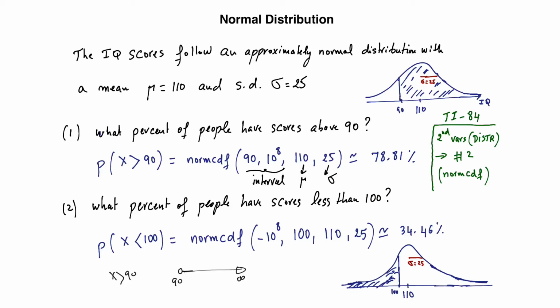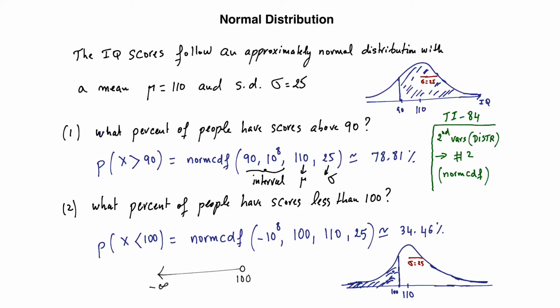Less than 100. Once again, I draw my picture to the right. Here's my picture. Here's my mean. Here is my standard deviation. Now 100 is to the left of 110, so it's somewhere in here. And I'm interested in this area. Okay, well, we know what to do. Always begin with the question, P of X less than 100. So that means norm CDF, interval, mu, sigma. What is my interval? I am going from negative infinity all the way to 100 non-inclusive.